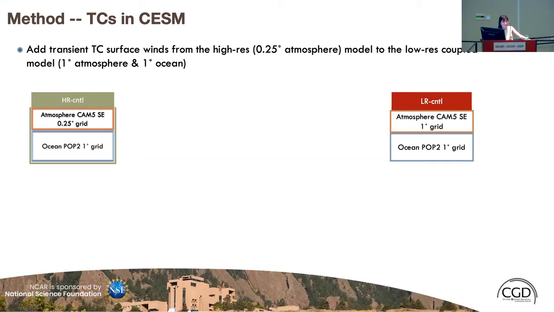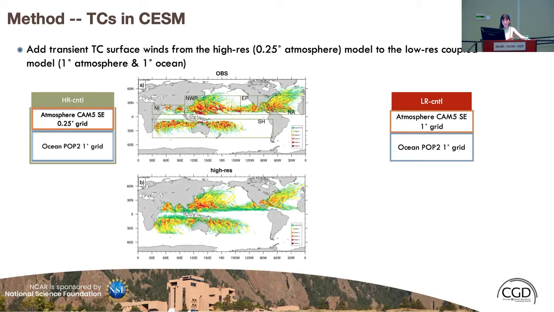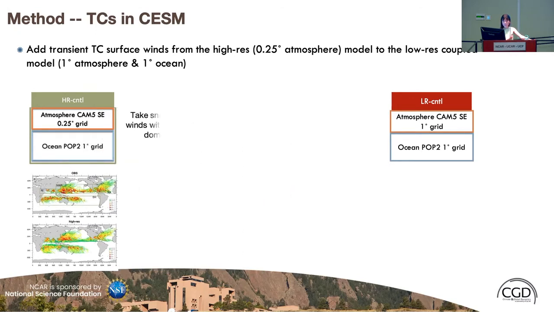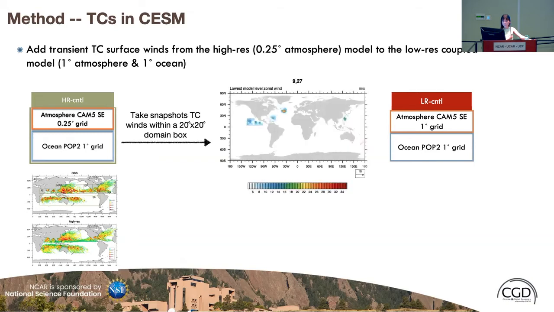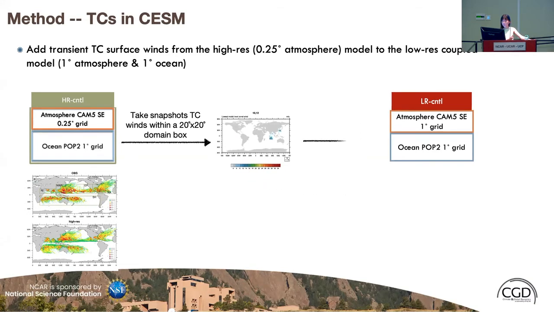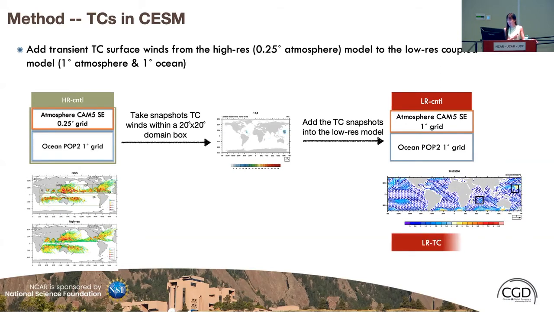So what we're going to do in this experiment is, first of all, find all the TCs in this high resolution model, which we saw can simulate global TC statistics consistent with observations. Then for each time step, we're going to take snapshots of these TC winds and compile a TC wind forcing inventory. Then we're going to add these TC winds to the low resolution control simulation, also preserving their original timing and locations.